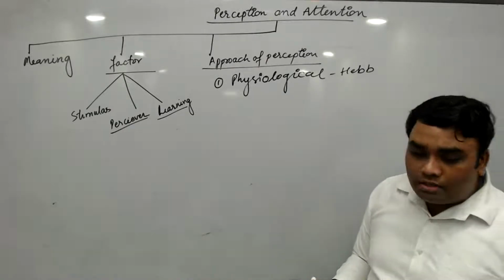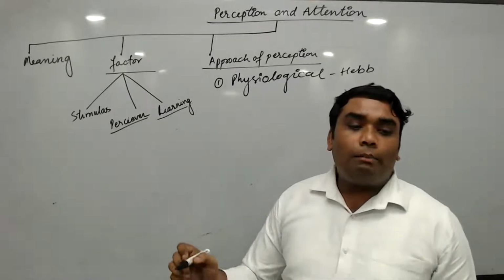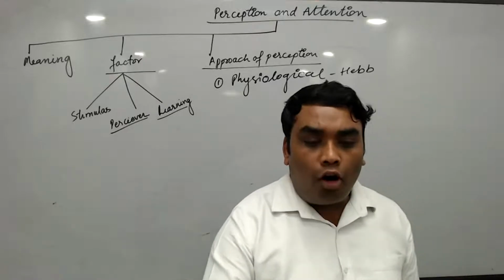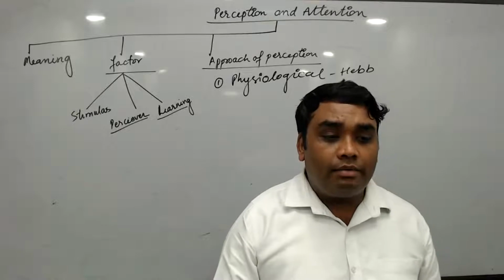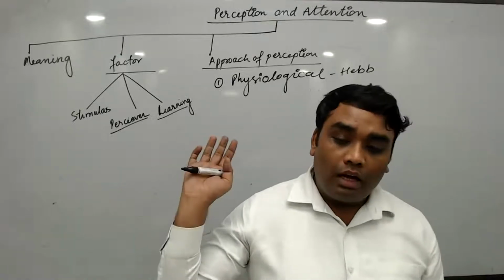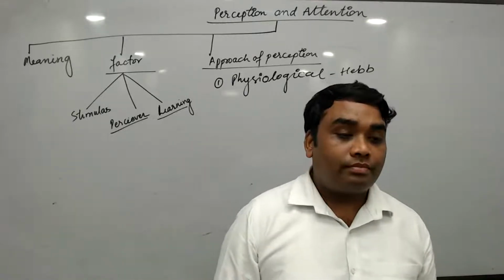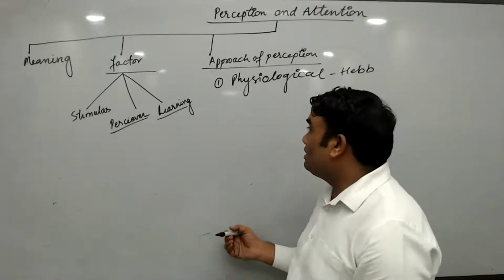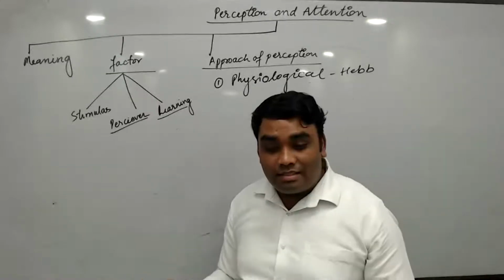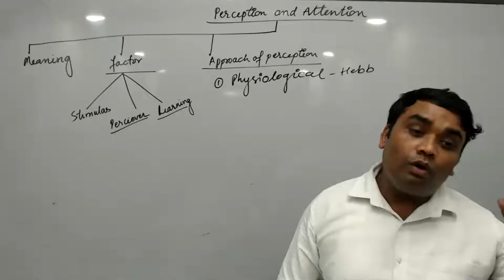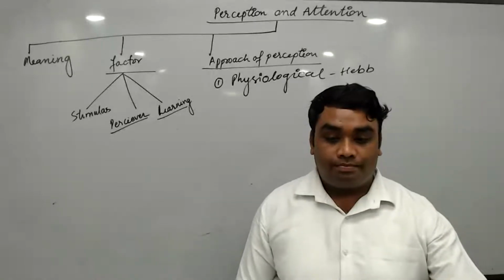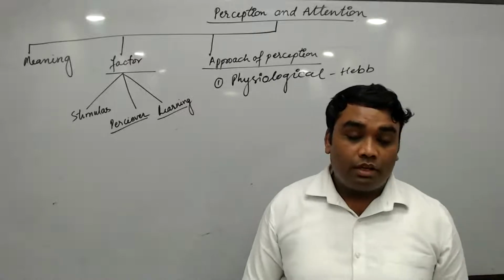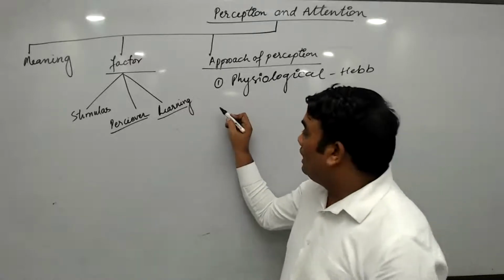This approach said that our perception is basically formed with the help of our physiological mechanism. Like there is a sense organ that will create sensation, sensation will go inside the mind, and the mind will finally create perception. Hibbs has given this concept. Then the other approach.